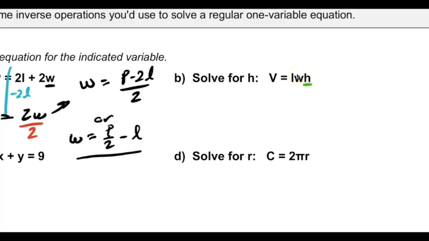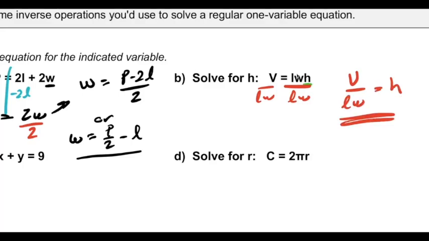Opposite of multiplying, dividing. So let's do that. Don't overthink it. Just got to divide by both of these. And we get V over LW equals H. So that's the key. Just treat all the variables like numbers. Let's do a few more.